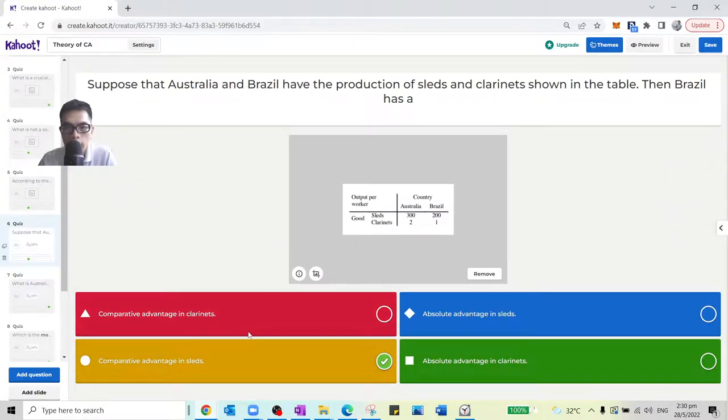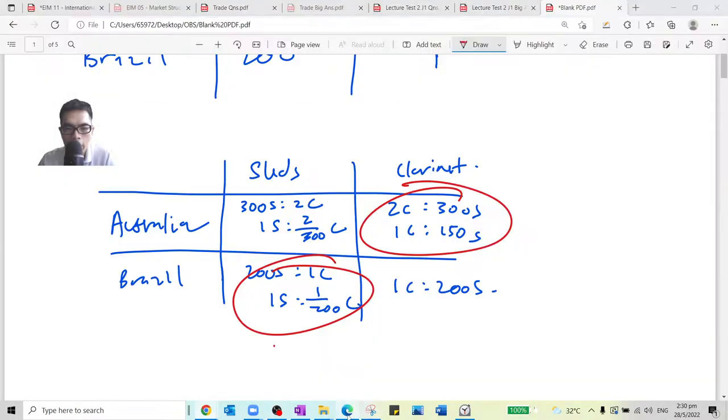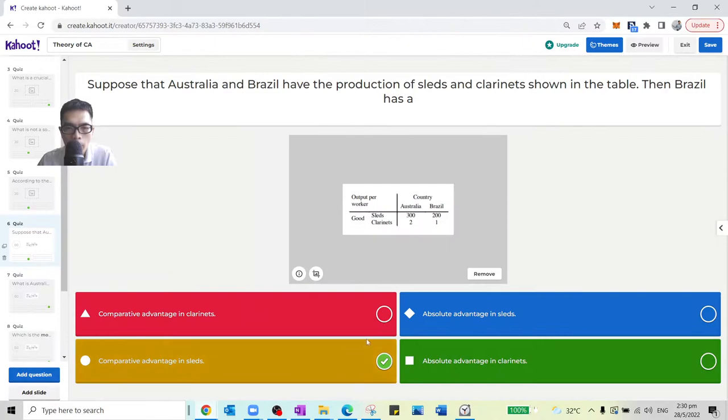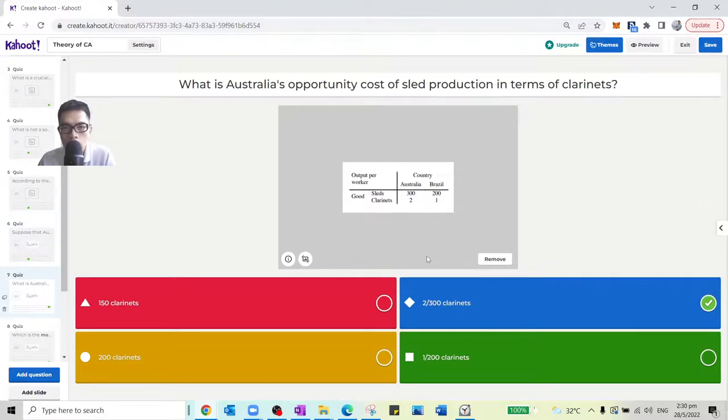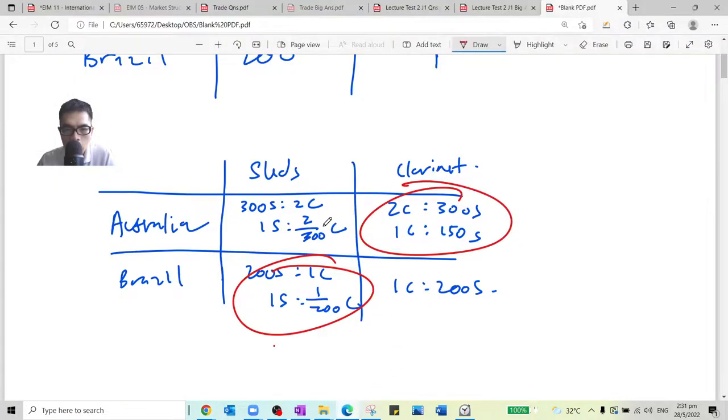So we can see that Brazil has a comparative advantage in sled production, because its opportunity cost is lower than Australia's. This one you must get right. If not, last week's effort is totally gone to waste. So what is Australia's opportunity cost of sled production in terms of clarinet? We can see Australia would be 2 over 300.